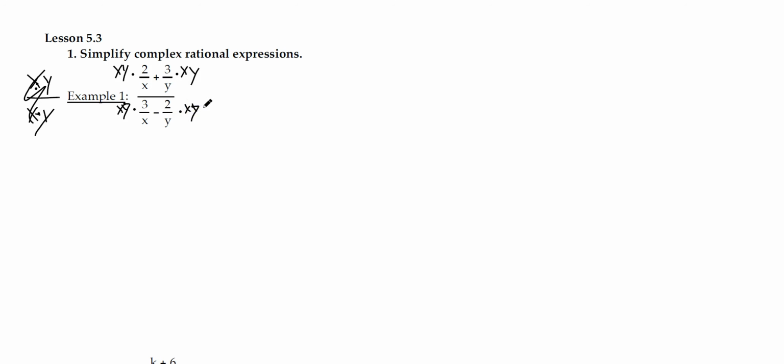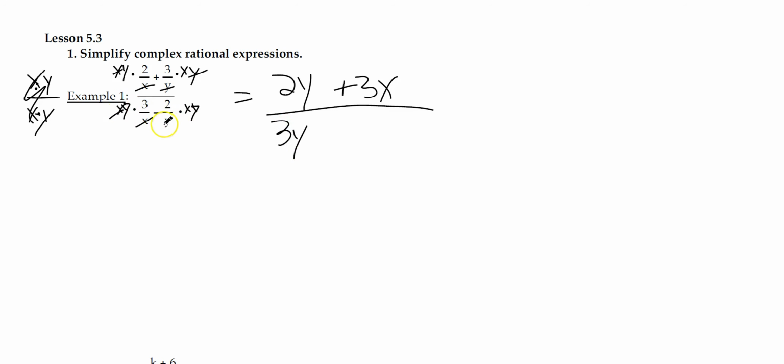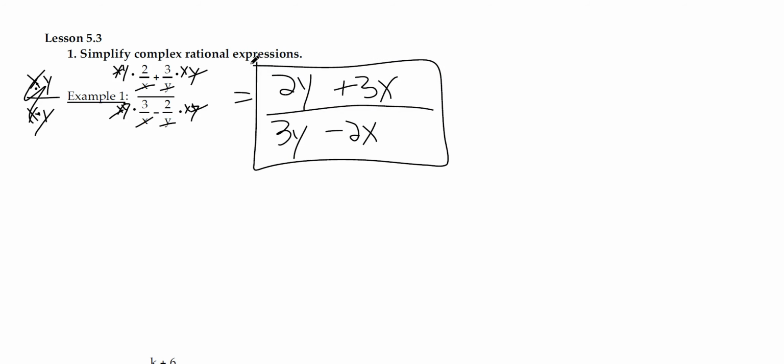On this one, the x reduces, leaving us 2y. On this one, the y reduces, leaving us plus 3x. Down here, the x reduces, and 3y. And here, the y reduces, and minus 2x. And that's it. Not much to do. So this is multiplying every term on the top and the bottom by the same common denominator, which leaves the expression equivalent and just simplified.